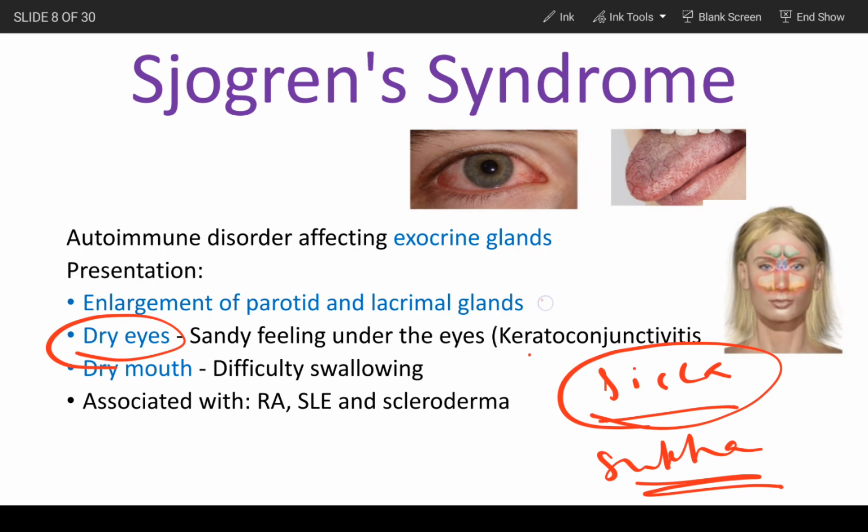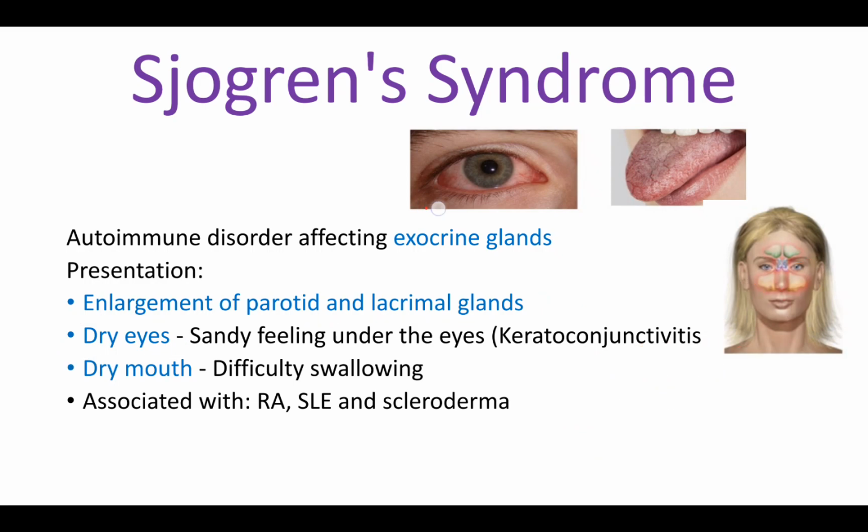You'll also have enlargement of the parotid and lacrimal glands because the glands are not able to release the fluids, the secretions, outside. All those secretions are developing inside and building up, which leads to swelling. We can see in this image how the patient has dry eyes, and here you can see all these cracks on the patient's tongue, that is dry mouth.